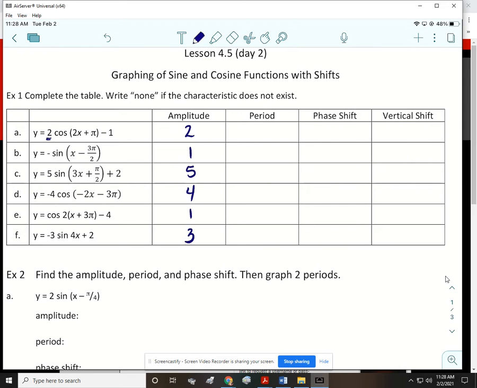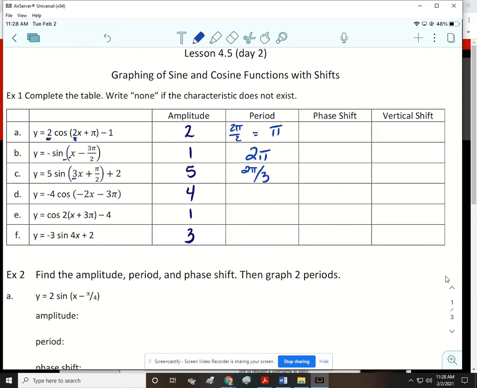And then for the period, that's going to be 2 pi divided by the coefficient of x. So for the first one, the coefficient of x is 2, so it's 2 pi divided by 2, or just pi. Pi is the period. For the second one, the x doesn't have a coefficient, so it's just going to be 2 pi. For C, 2 pi divided by 3.